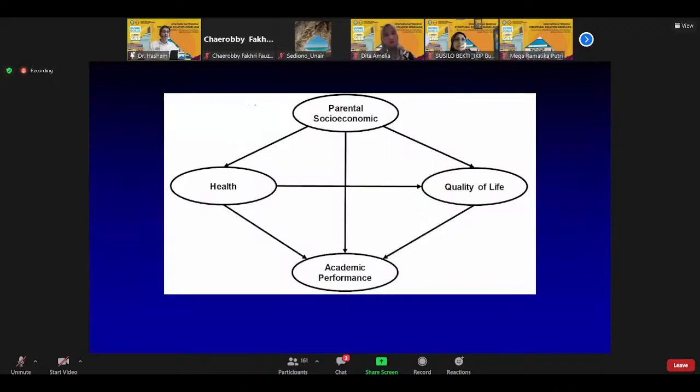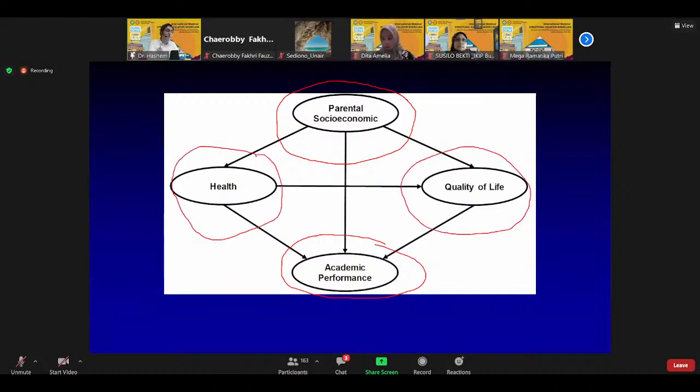So now let's move on to the application of the Amos. Consider I have this framework, and this framework is borrowed from the education area, social science. Here I have a dependent variable called academic performance, and one independent variable, parental socioeconomic, and two mediators, health and quality of life.